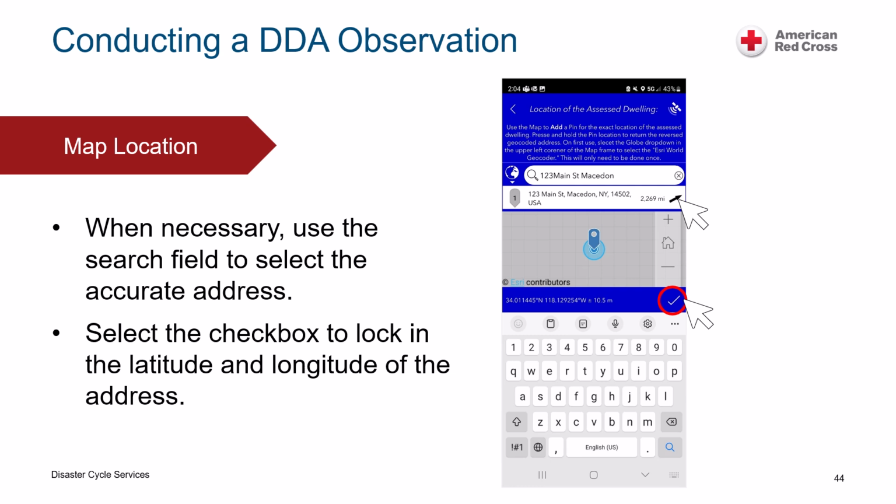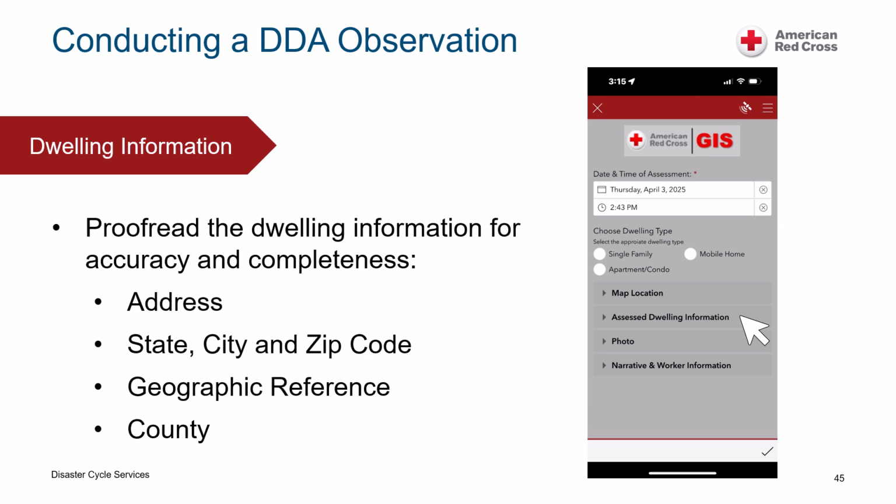If the pin is not on the correct location, or if you are unsure it is appearing at the right address, use the search field to find the accurate address. Select the checkbox to lock in the latitude and longitude of the address. Next, review the information in the Dwelling Information section.